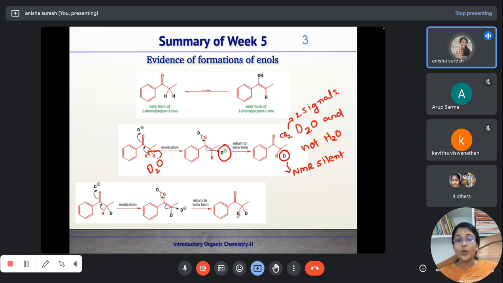So this is how scientists have estimated the formation of enols in a reaction medium. This is clear, right?